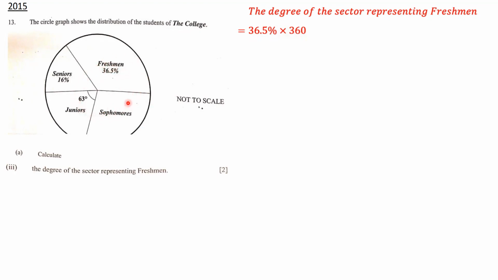So we know it's going to be 36.5 all over 100, because that's how we express percentage as fractions. Multiplied by 360 over 1. We multiply 36.5 by 360, which is going to be 13,140. And we multiply 100 by 1, which is going to be 100. Next, we divide. So we have 13,140 divided by 100, and that's going to give us 131.40.